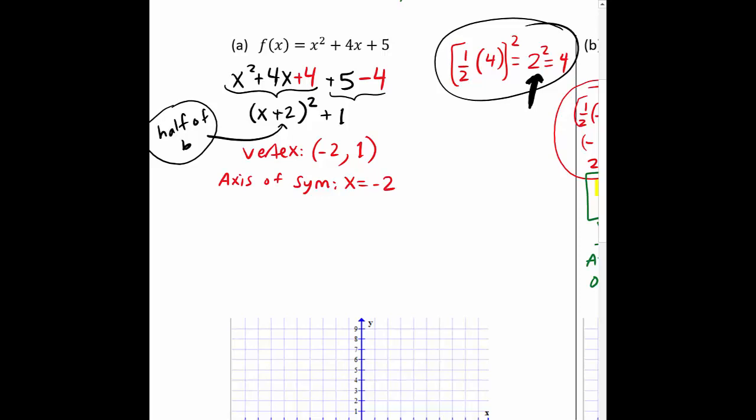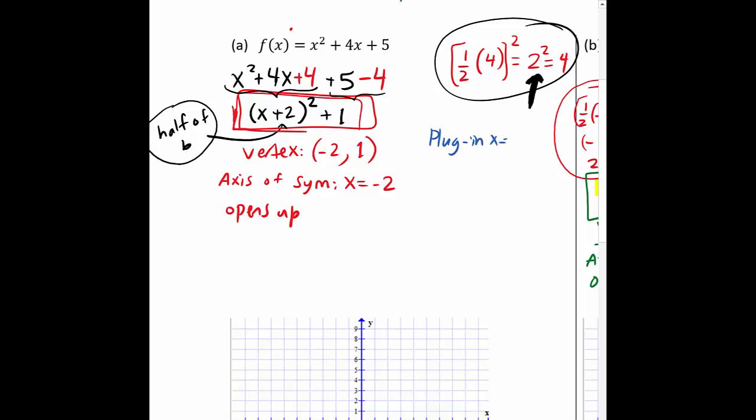And this one's going to open up, because when I factored it into a perfect square, the coefficient in front of the parentheses is a positive number, so it's opening upward. Alright, now we just need one more point, and then we're going to be able to graph this guy.